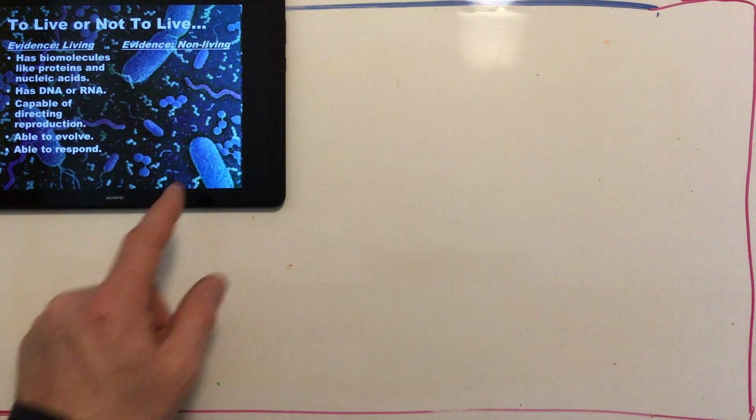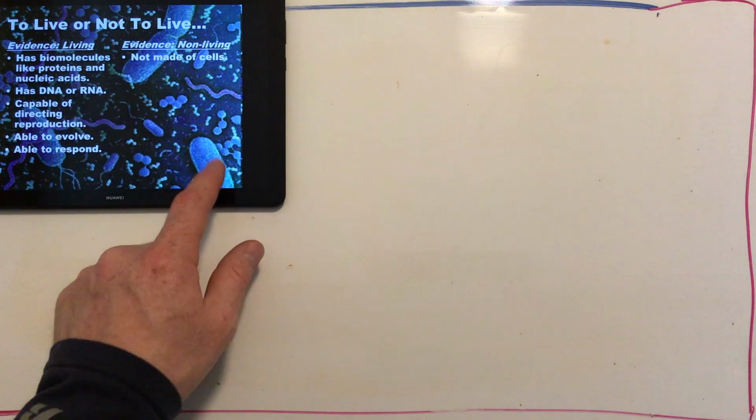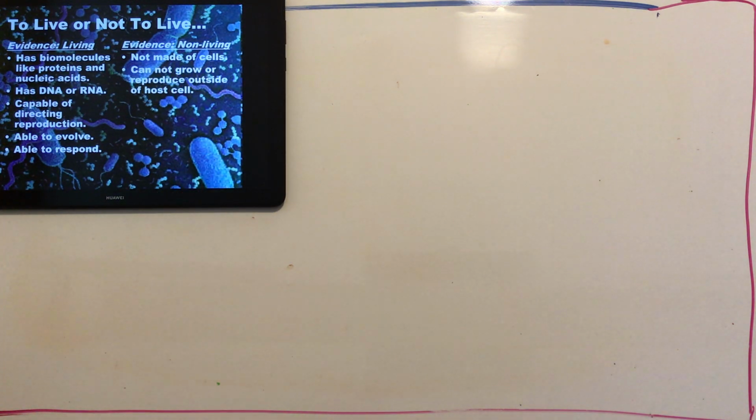Why would they be considered not living? Well, one, the cell, as you remember from much younger days, is the basic unit of life. They're not made of cells. So if the cell is the basic unit of life, well, too bad. They cannot grow or reproduce outside of a host cell, right? Other animals and plants and fungi and bacteria, they can reproduce on their own, right? Or with a partner, but you get what I'm saying there.